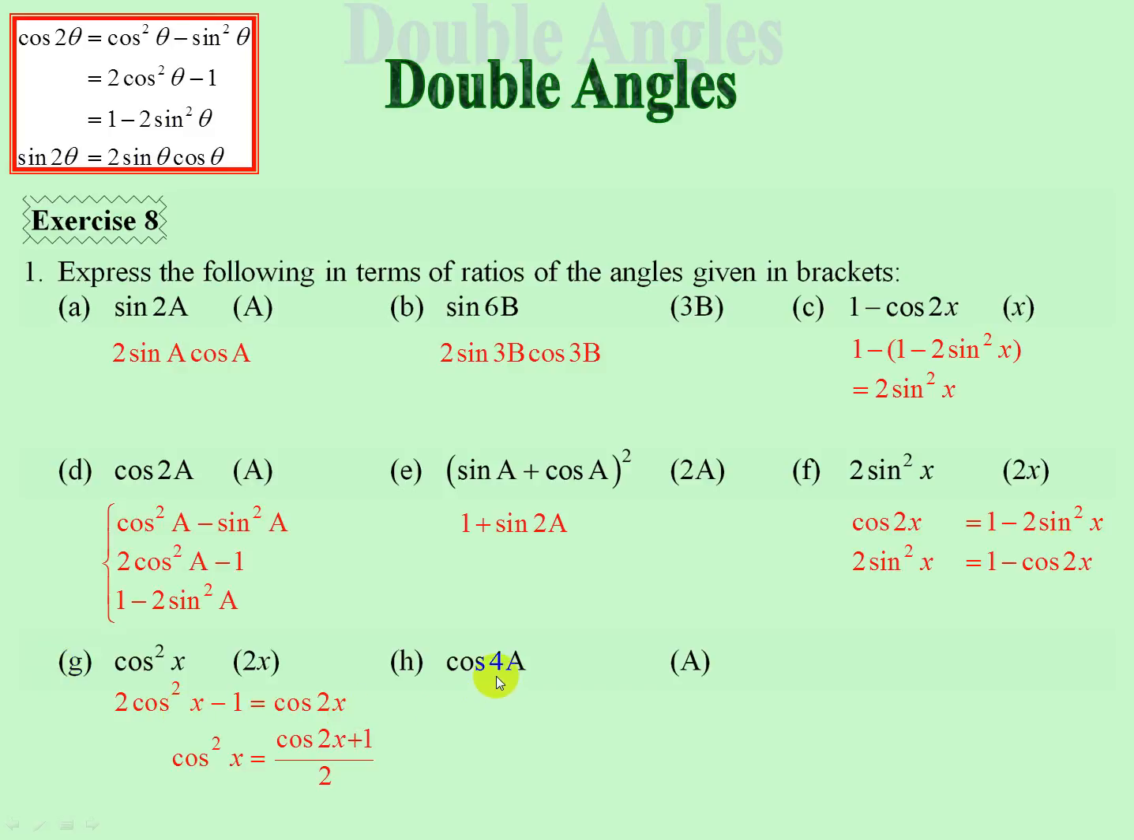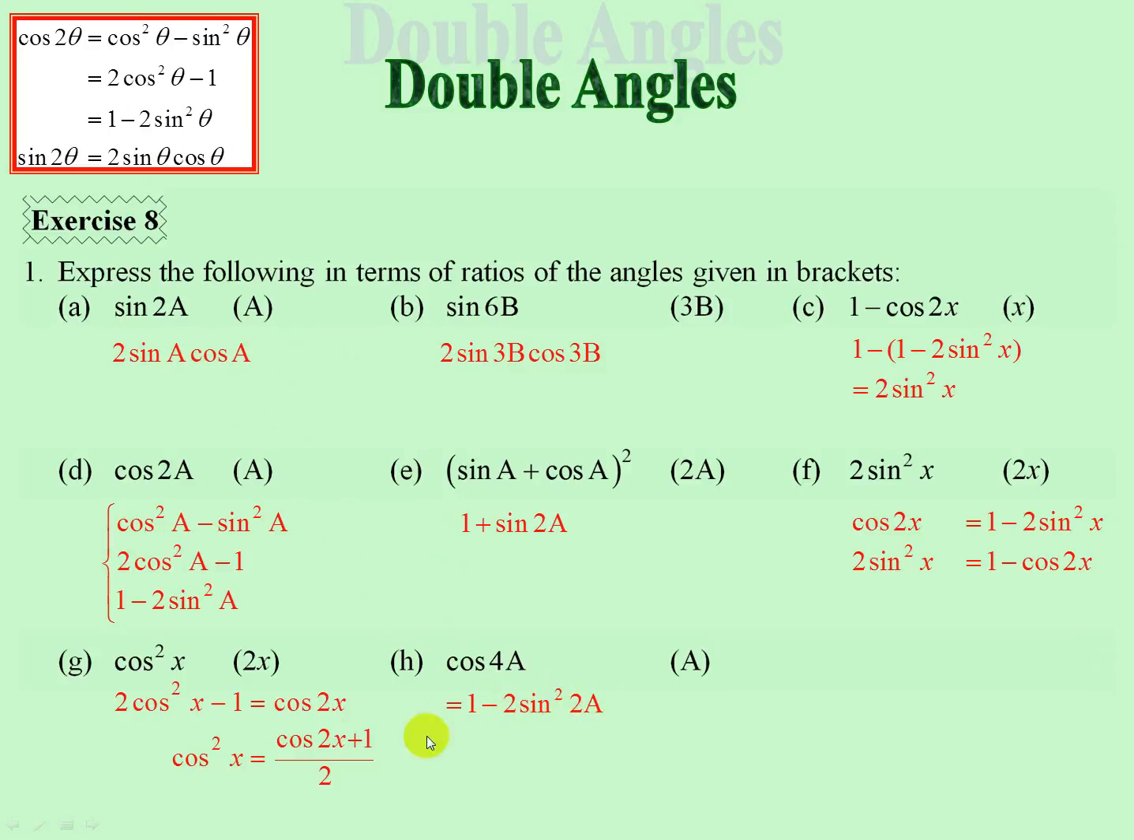Cos 4a in terms of a. Now remember, we do not have a formula. Please don't say cos 4a is cos to the 4a minus sine to the 4a. No, no, no. We only have a double angle formula. So we have to see this as a double angle. Therefore, we're going to see it as twice 2a. Now, the double angle formula, I've used that one from there: 1 minus 2 sine squared 2a.